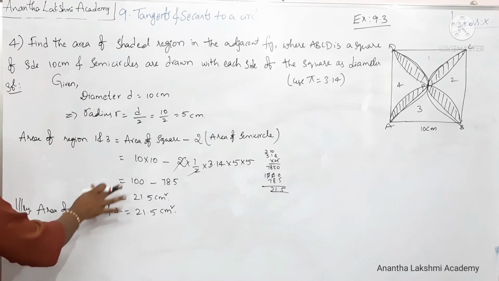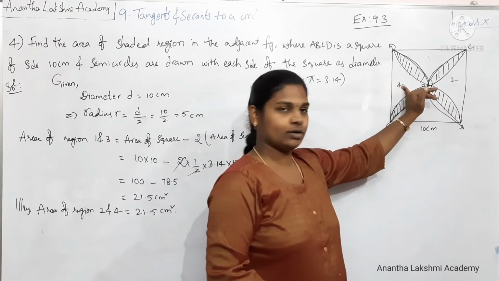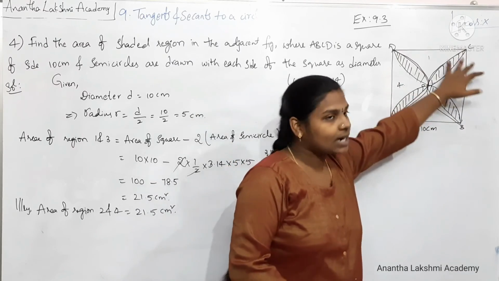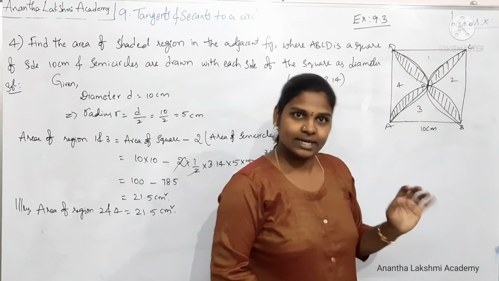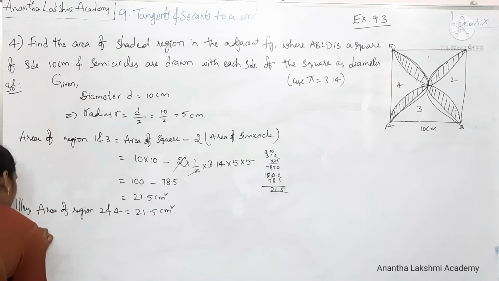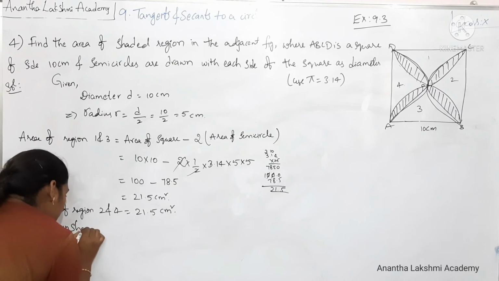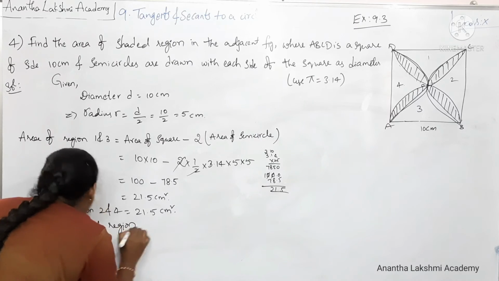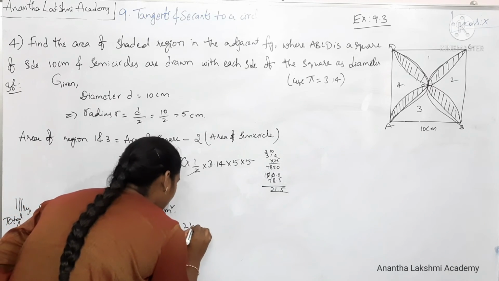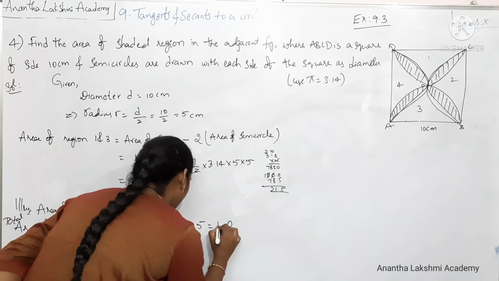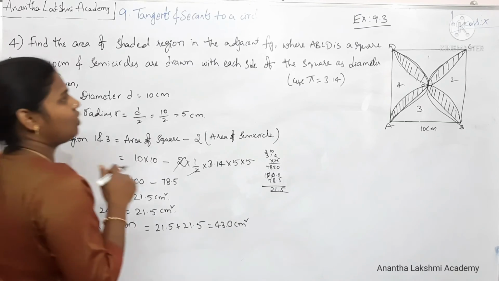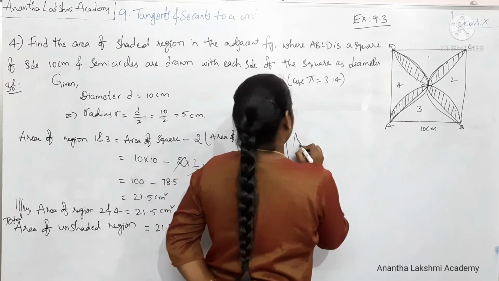Now we know the areas of 1, 2, 3, 4. In order to get the shaded part's area, we need to subtract these 4 areas from the area of the square, isn't it? So let us do that. The total area of the unshaded region is equal to 1 and 3 plus 2 and 4, that is 21.5 plus 21.5, which is 43.0 square centimeters.